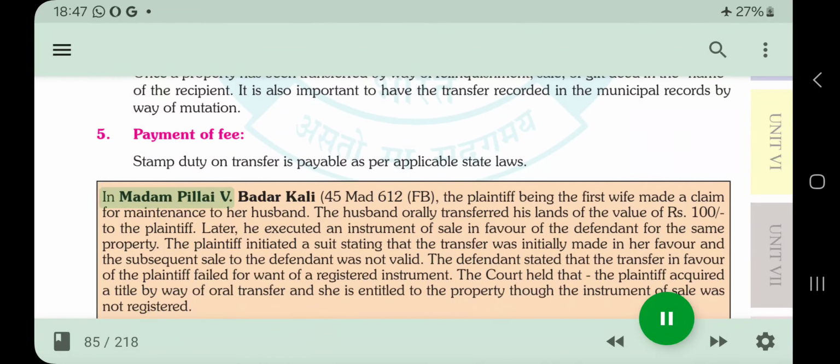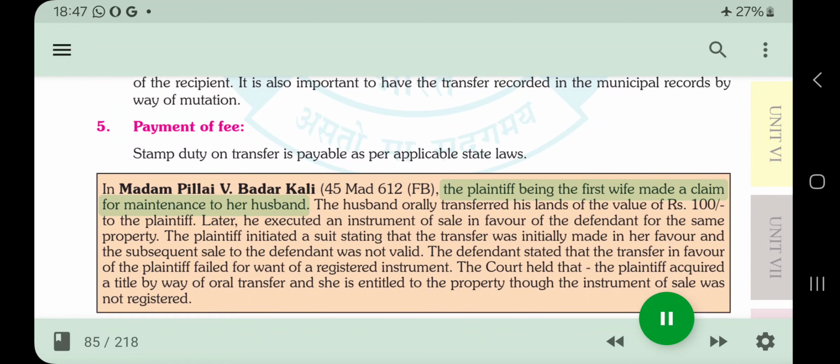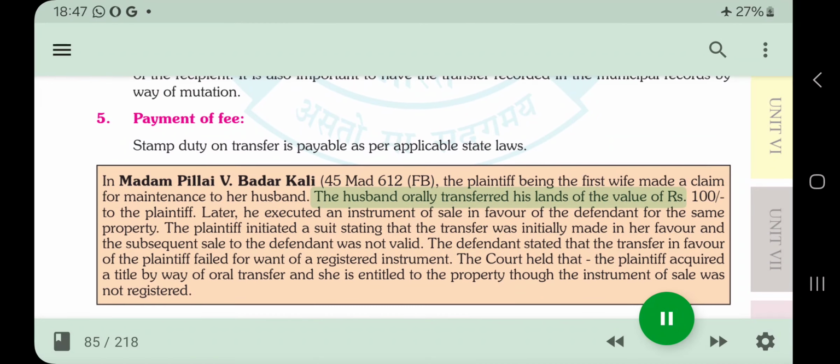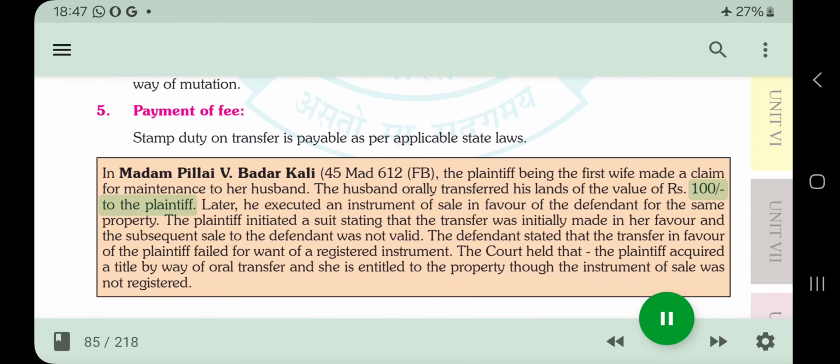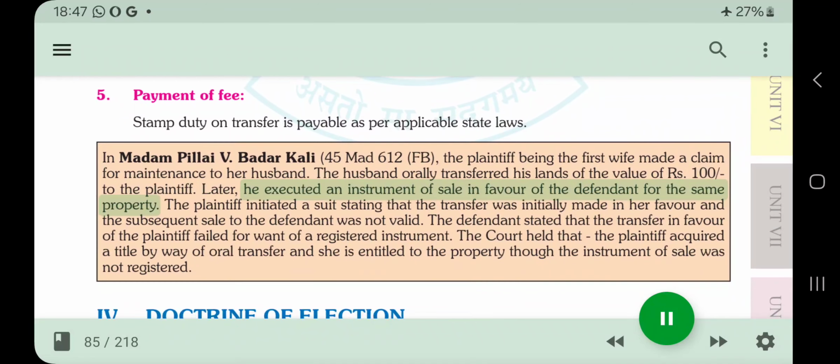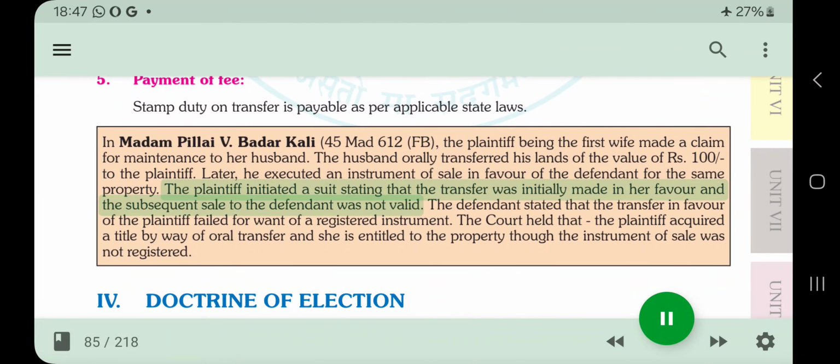In Madam Pillai v. Badarkali, 45 Mad 612, the plaintiff, being the first wife, made a claim for maintenance to her husband. The husband orally transferred his lands of the value of Rs. 100 to the plaintiff. Later, he executed an instrument of sale in favor of the defendant for the same property. The plaintiff initiated a suit stating that the transfer was initially made in her favor and the subsequent sale to the defendant was not valid.